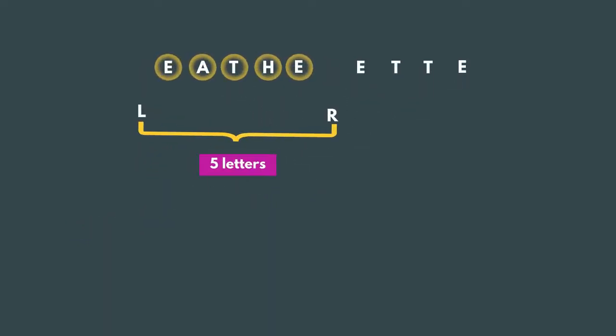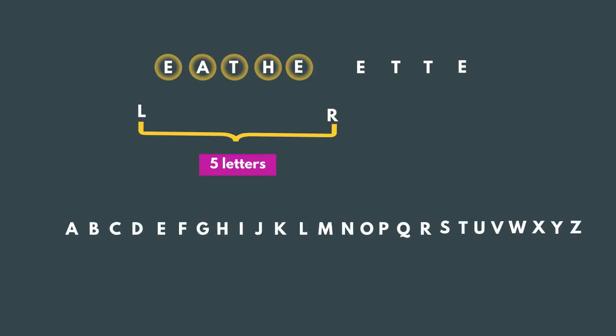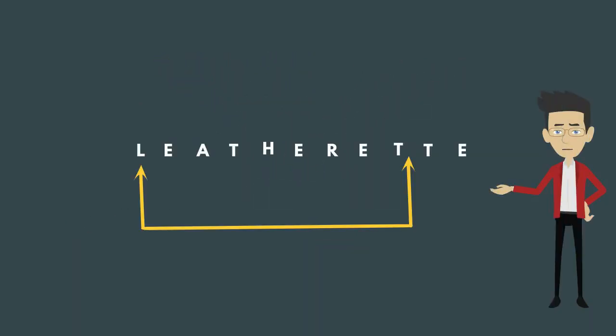There is a pair, LR. Here there are 5 letters between L and R in the given word. And in the English alphabet, there are also 5 letters between L and R. So this is a pair. In the same way, we have to check each and every letter with other letters in the word. There are some pairs: LT, EH and RT.